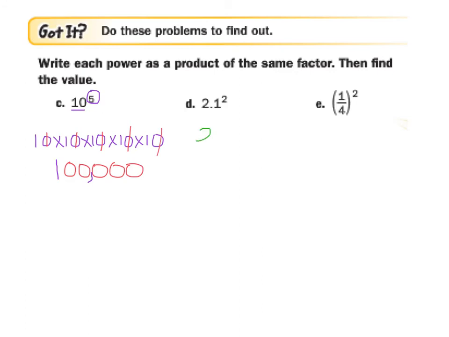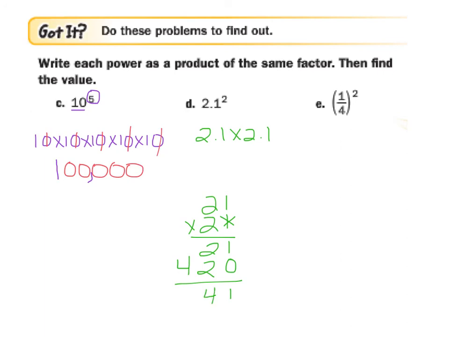On this next one, we're going to take 2.1 times 2.1. So I'm going to ignore my decimals and just do 21 times 21. 1 times 1 is 1. 2 times 1 is 2. Hold my place value. I'm done multiplying by the ones column. 2 times 1 is 2, and 2 times 2 is 4. Add it up, and we get 441, and I had 2 decimal places before, so I'll have 2 decimal places back here. So my answer is 4 and 41 hundredths.